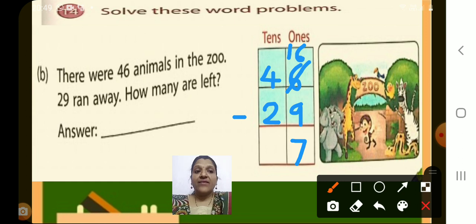Now, as we have taken 10 from tens place, we have to strike off 4 and 4 minus 1, 3, we have to write above it. So, 3 minus 2 is 1. Hence, the answer is 17. 17 animals left in the zoo. Write the answer over here. 17 animals.